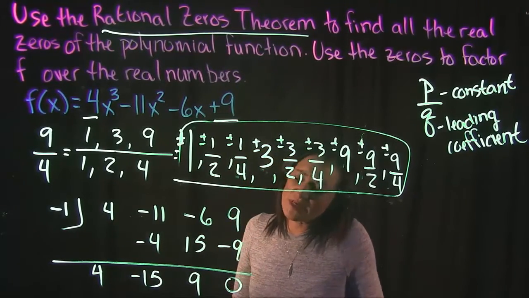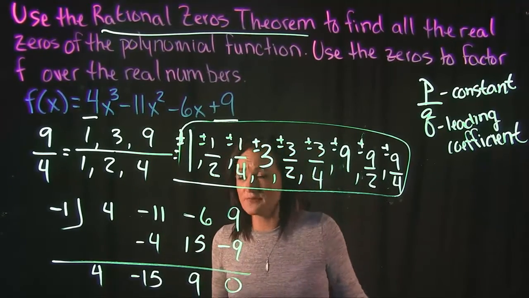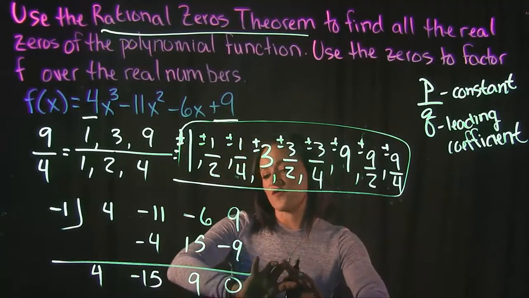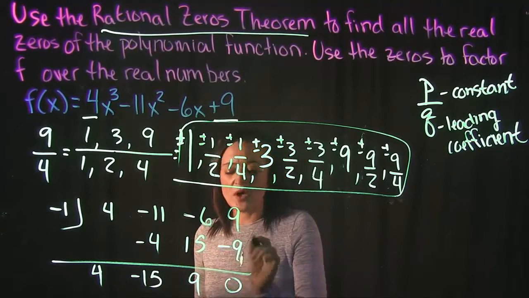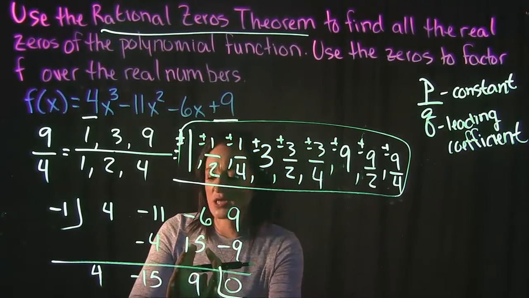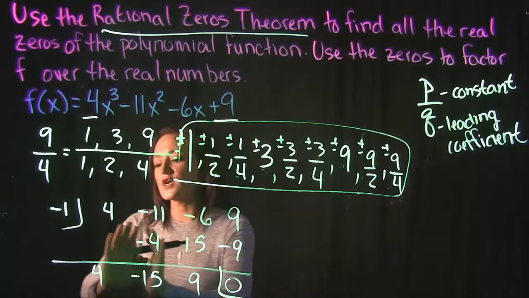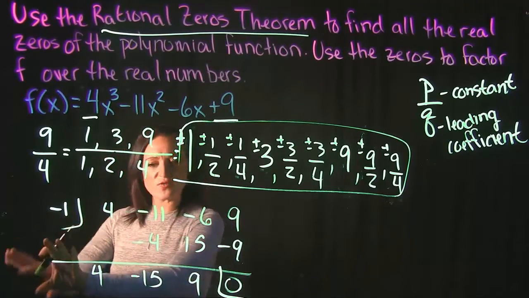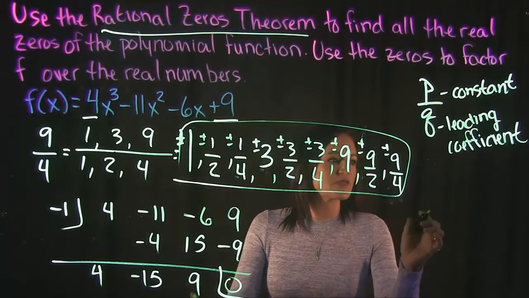What that's going to allow me to do is rewrite my function. And the way that we do that is we start from the back to the front. So because this is a 0, we start at the 9. 9 is our constant. Negative 15 is the coefficient of our x to the first. 4 goes with x to the second. And then if we had more numbers, it would be our coefficient of x to the third, x to the fourth, and so on. All right, so we write this from the back.